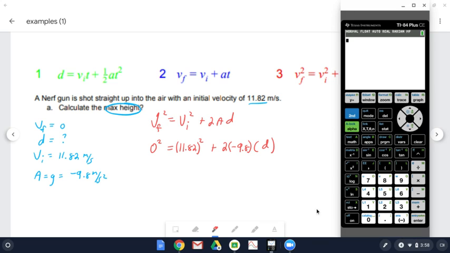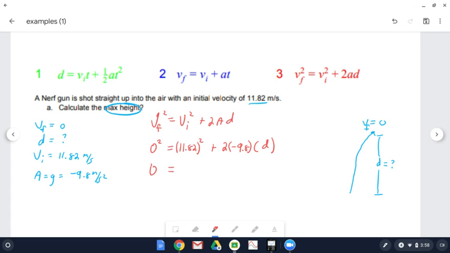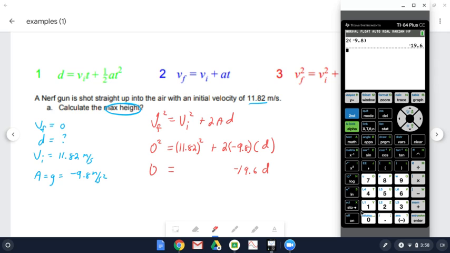So in my calculator, I'm going to go ahead and start multiplying. 2 times negative 9.8, negative 19.6, so 0, negative 19.6 D. D doesn't go away, we got to carry it down. Let's go ahead and we'll do 11.82 squared, 139.71.